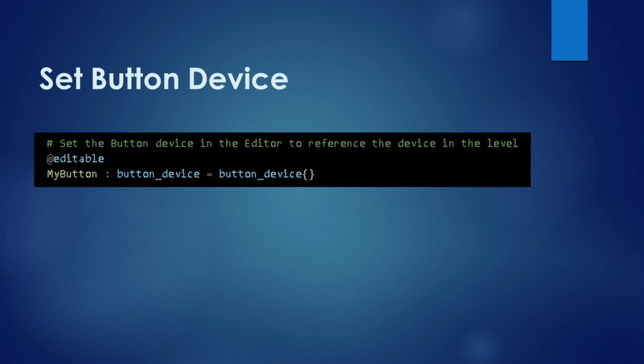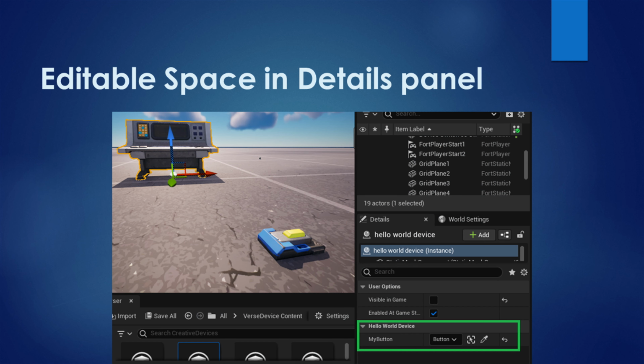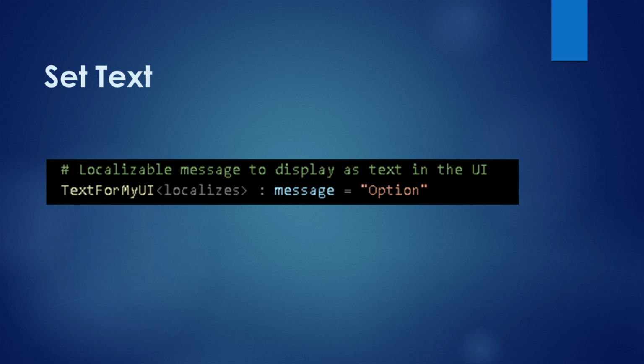Next line of the code is telling the device that there is an in-game button to reference. It is editable, so you can reference the button in Editor. This view is the Unreal Editor for Fortnite. You can see that the device has a new selectable function called MyButton. I selected the button I want the device to reference.